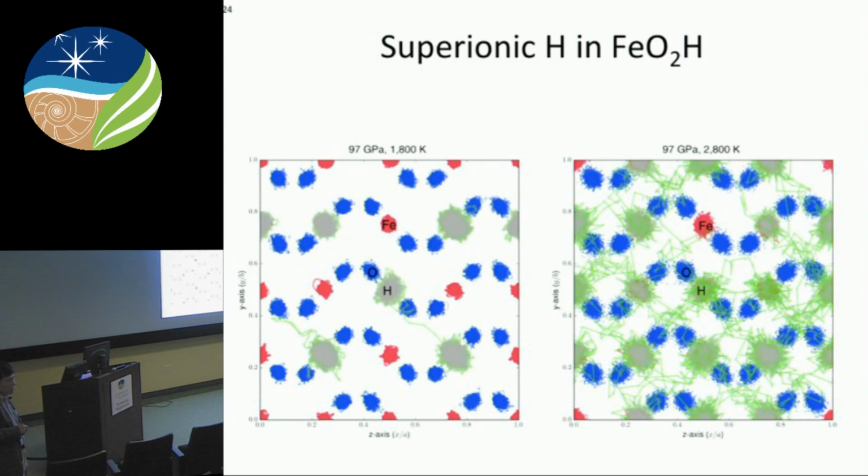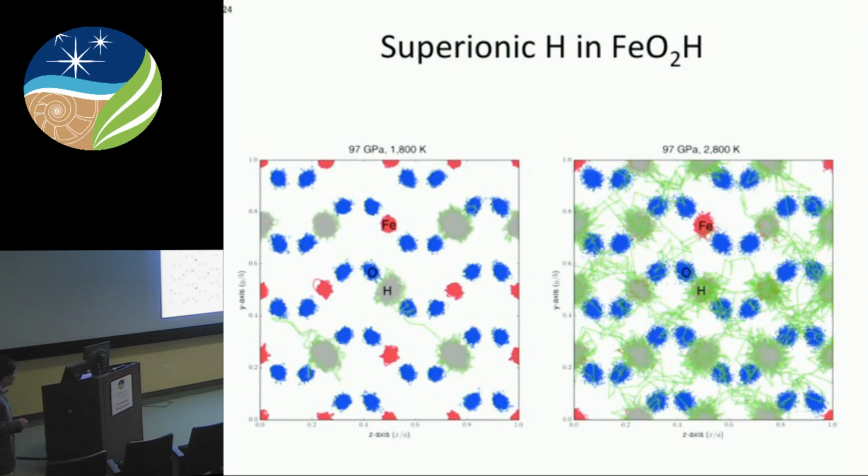So now you have a different kind of hydrogen. When it's superionic, it can be anywhere in the structure, so it's easy to add and subtract. You can take it out. And that also explains why it's not stoichiometric. It can be any number.